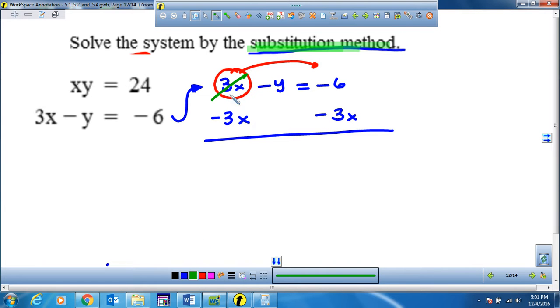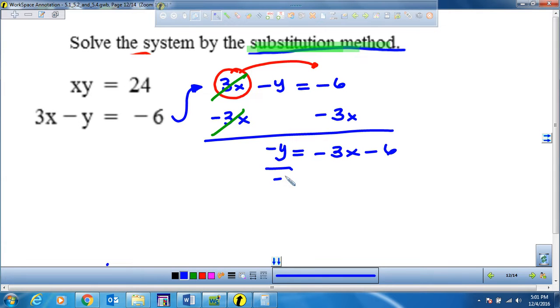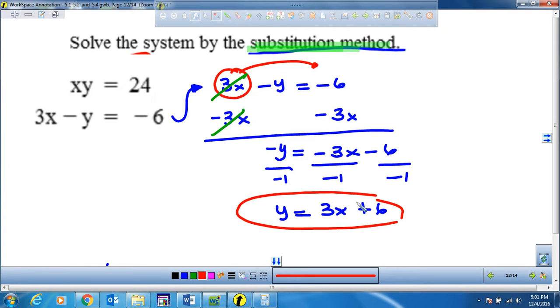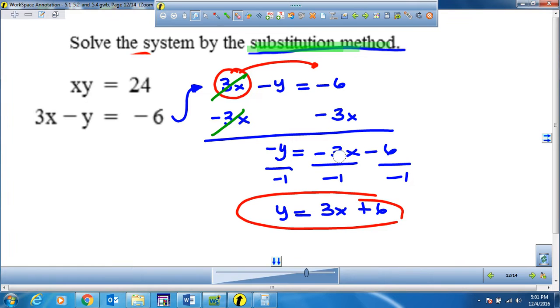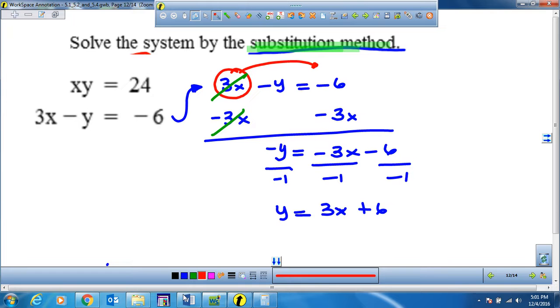Trying to leave the y is the easiest thing. So negative y equals negative 3x minus 6. Divide by negative 1. So y is equal to positive 3x plus 6. So okay, this, we're going to substitute it where? Well, actually the value for y. The value for y, we're going to substitute it into the y of the first equation.